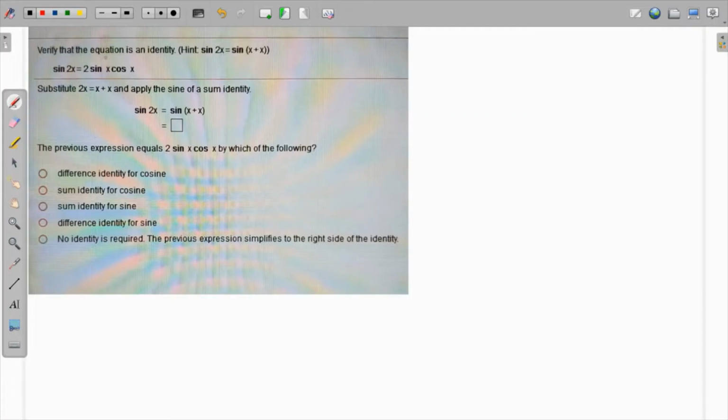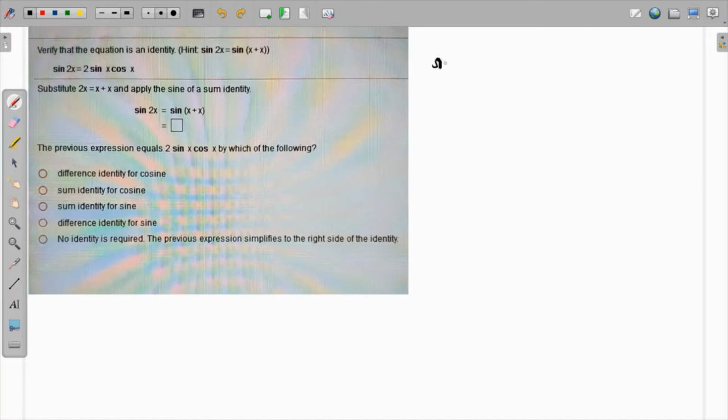In this question, we have to verify that the equation is an identity. So sine 2x equals 2 sin x cos x. This is what we have to verify. First off, we have to substitute 2x as x plus x and apply the sine sum identity.